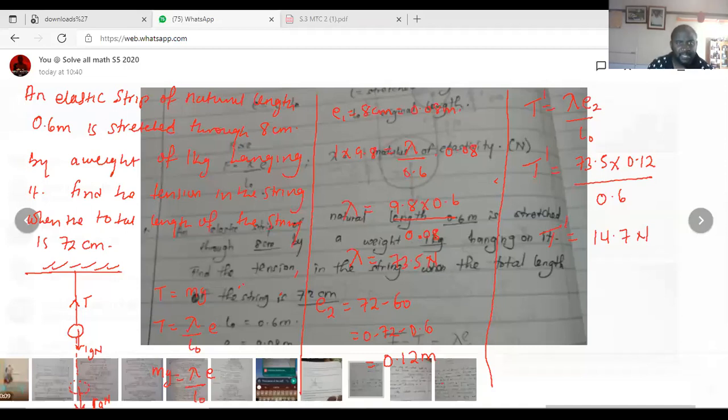So this example was basically looking at a hanging mass, which we have seen has been held by a string. That string was elastic, so the string extended to produce an extension of 0.08 meters, which helped us to find the modulus of elasticity. And then that modulus of elasticity, we have ended up using it to find the tension in the second case when the extension has been 0.12 meters as a result of the new length being 72 centimeters.